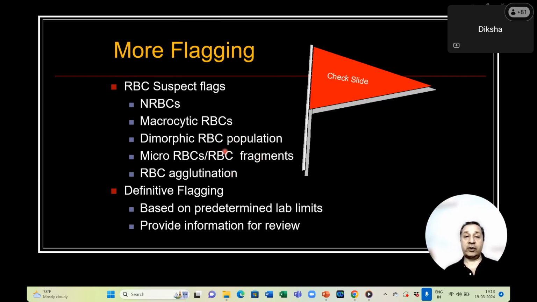And in addition to all of these suspect flags, you might also have what is called definitive flagging. For example, when you predefine the limits of the lab at which you would want to be critically alerted. For example, if you want a hemoglobin of less than 5 to be your critical alert, the customization of the flag can help you define that, and at that point the analyzer will tell you this is critically low. It will also help you customize your own flagging criteria for providing information for review. So all of these can be flags for specific cell populations.